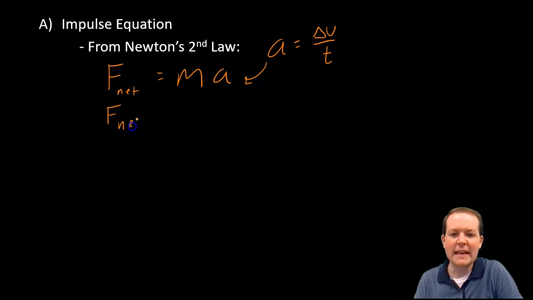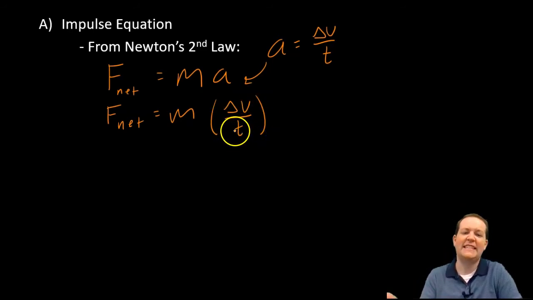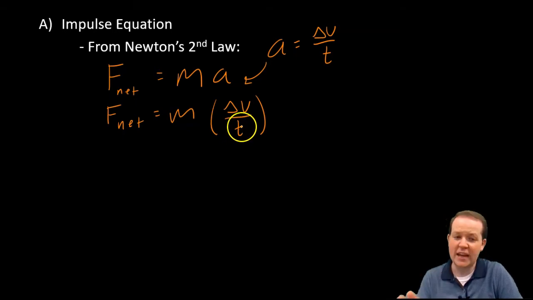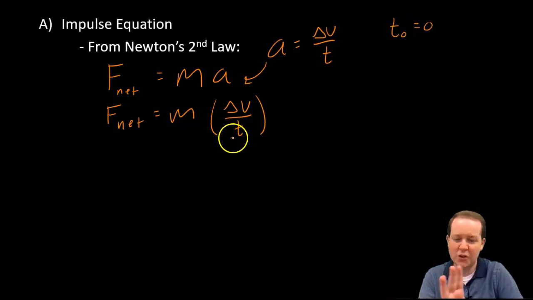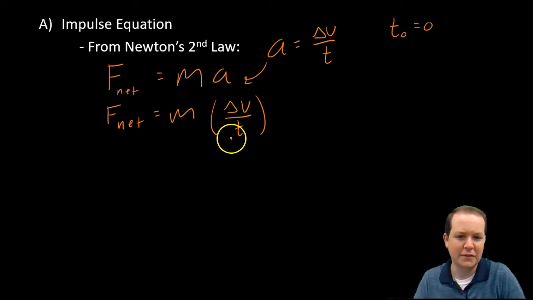That means that the net force on an object is equal to its mass, of course that's not changing, times delta v divided by t. Now technically, remember, this is like delta t as well. It's the change in t, but we pretty much always say t naught is 0, so that's why I just have a single t right there. Makes our lives a little easier.